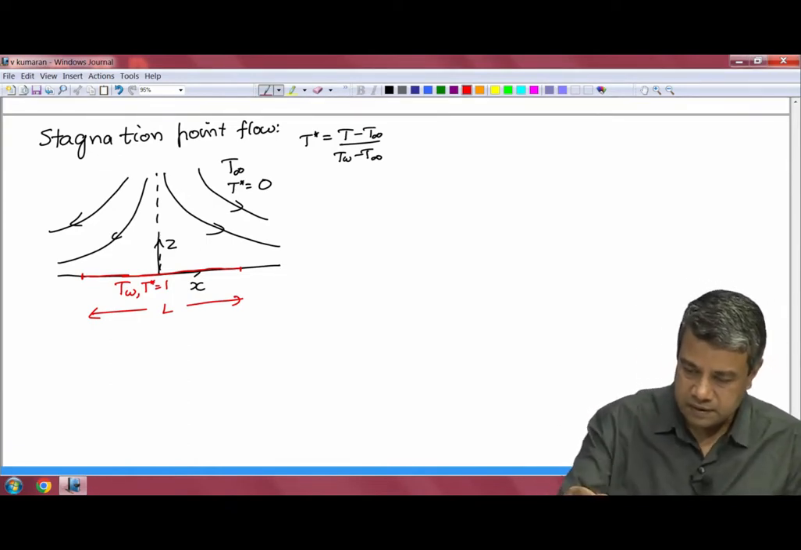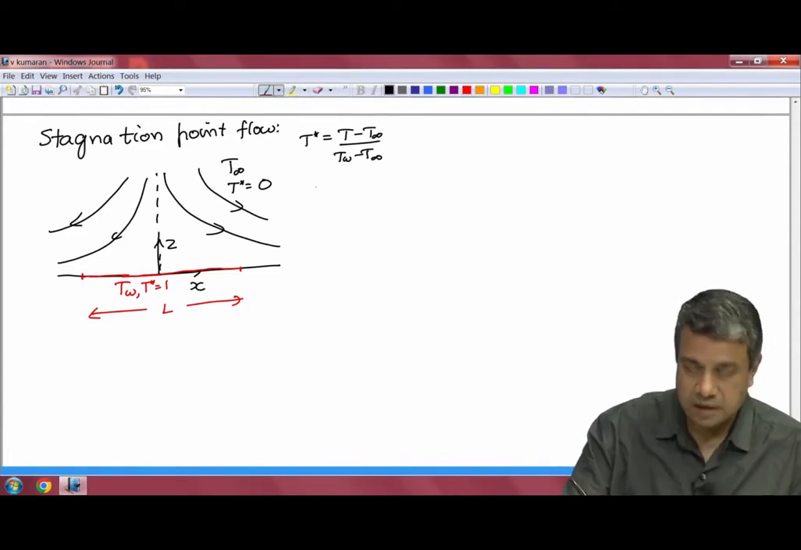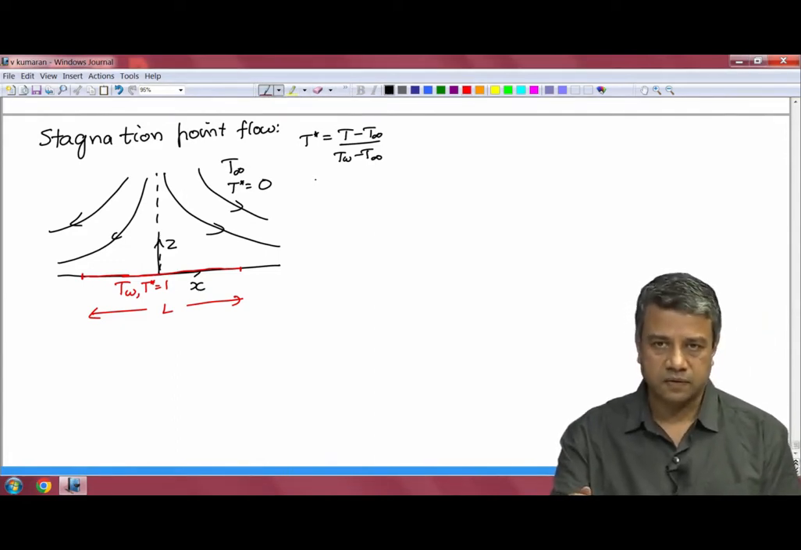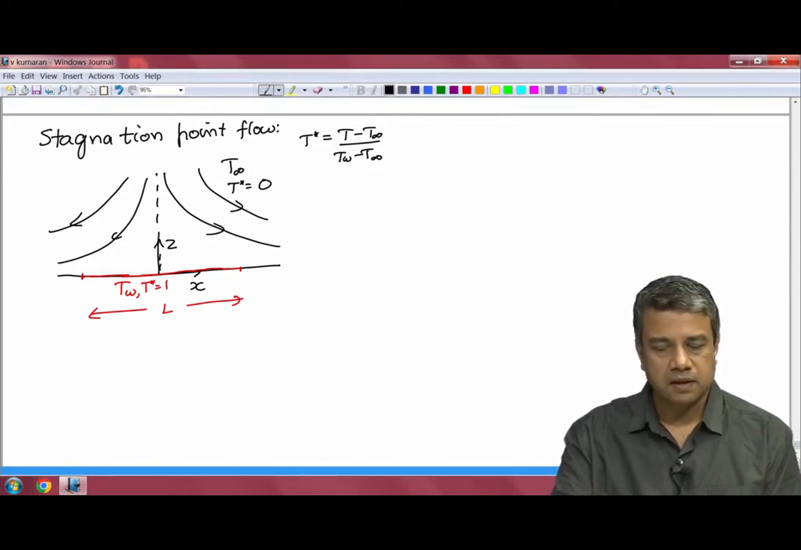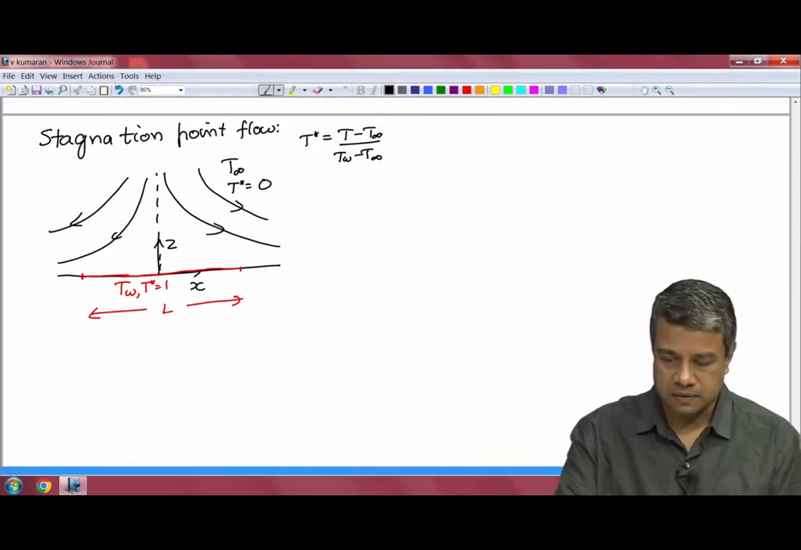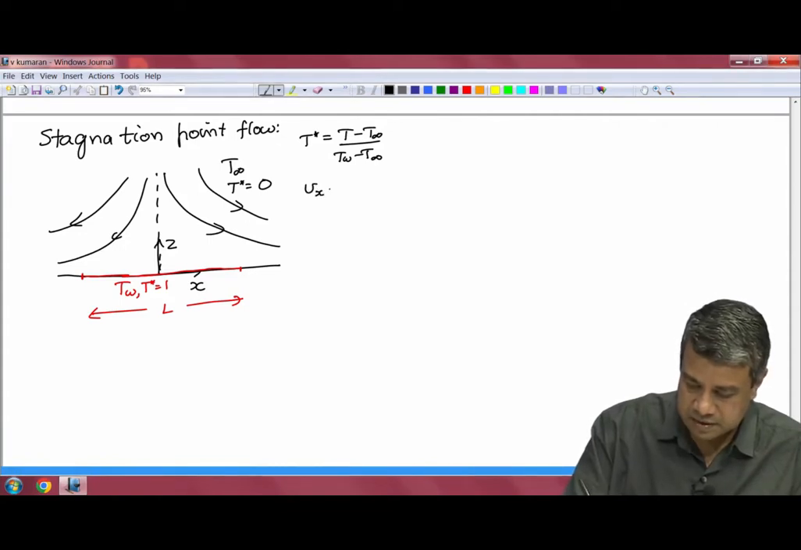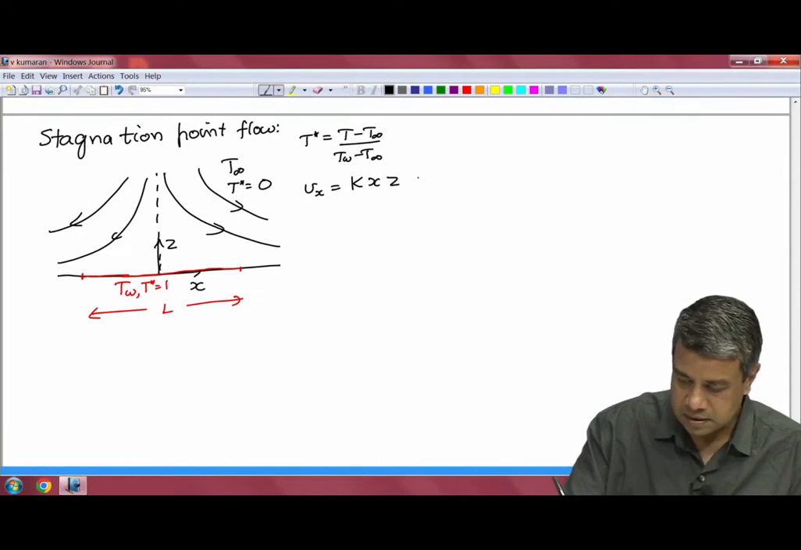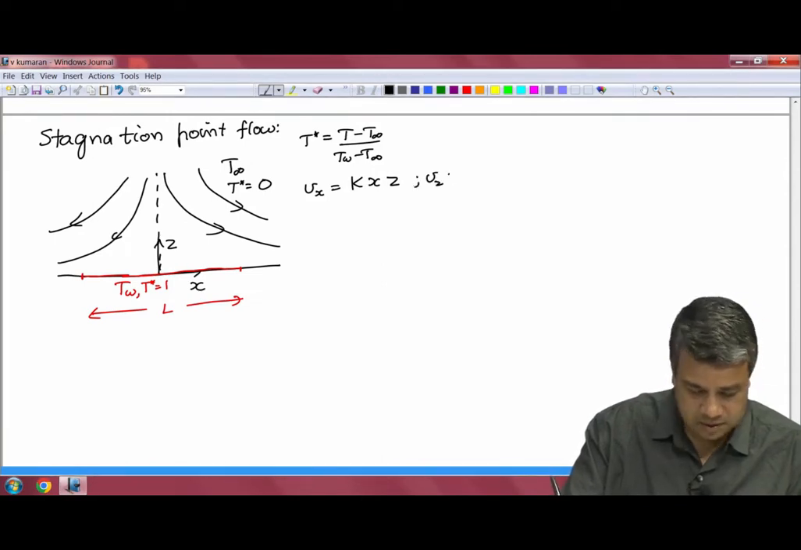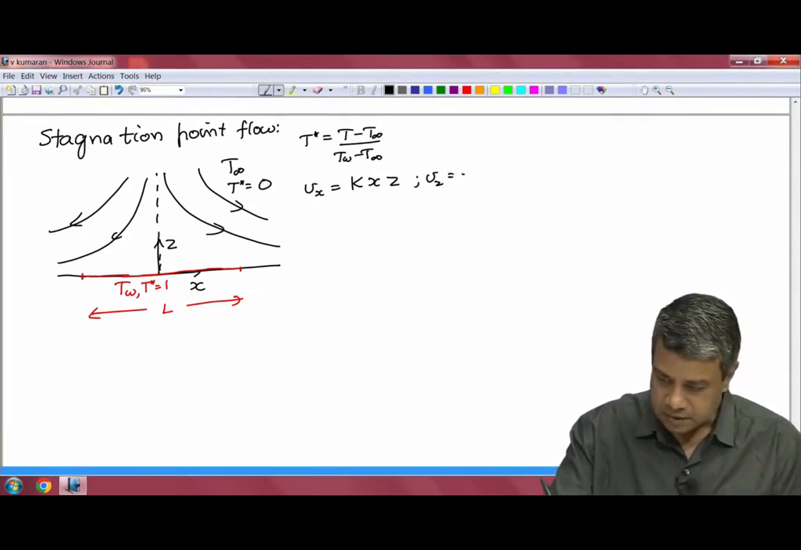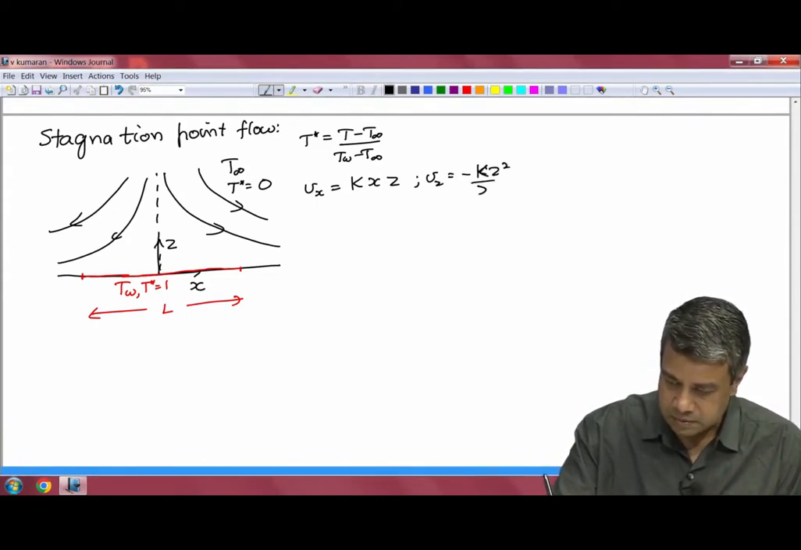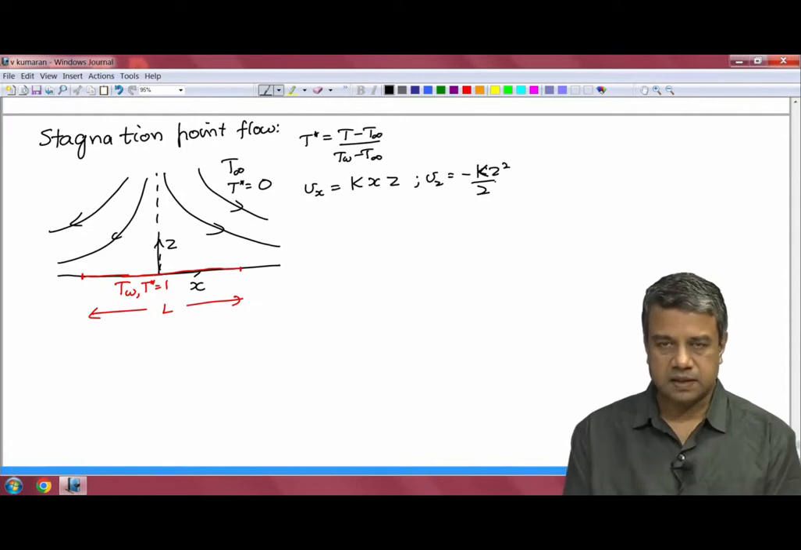The velocity fields in this case are given. This is a forced convection problem where the velocity fields are specified. For this stagnation point flow, the velocity fields are Vx is equal to k times x times z, and Vz is equal to minus k z square by 2. You notice that Vx is positive in the positive x direction.